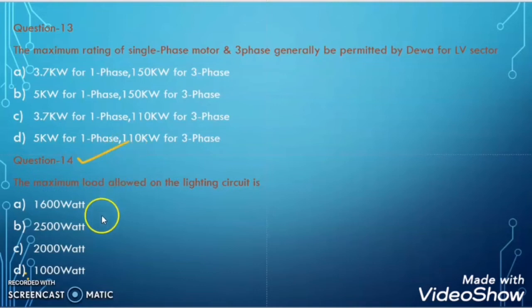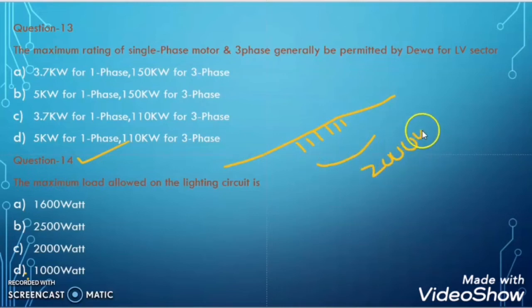Let's move to question number 14. The question is the maximum load allowed on the lighting circuit: 1600 watt, 2500 watt, 2000 watt and 1000 watt. As per the DEWA regulation, if the light circuit is feeding several lights, then the total load of all connected lights should not exceed 2000 watt.